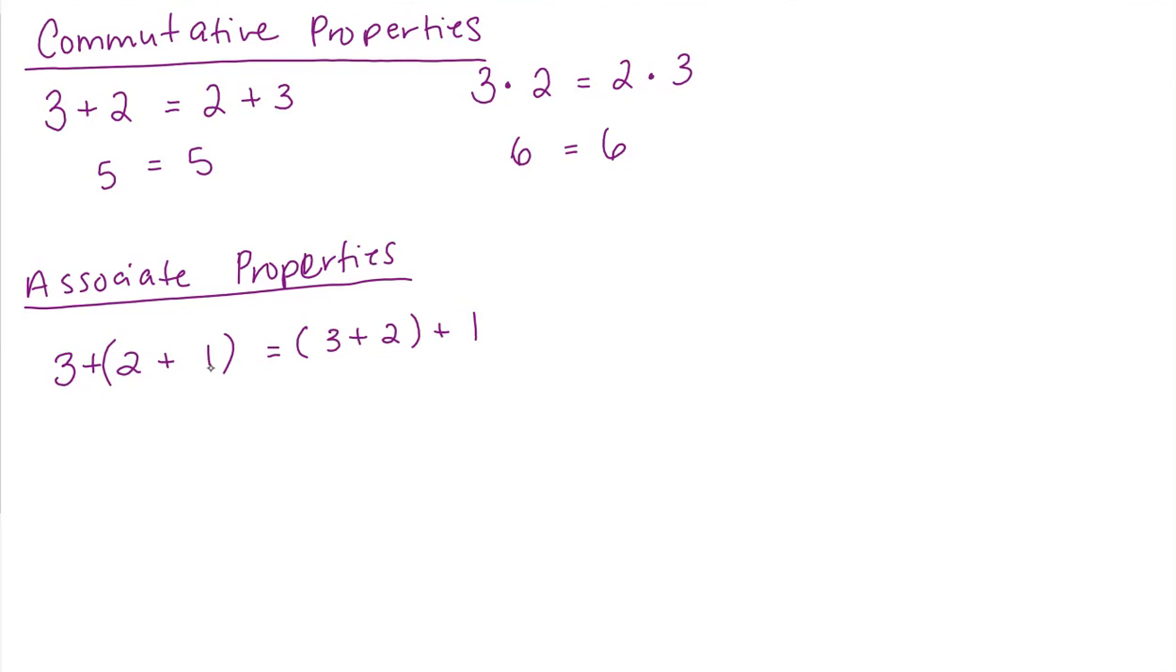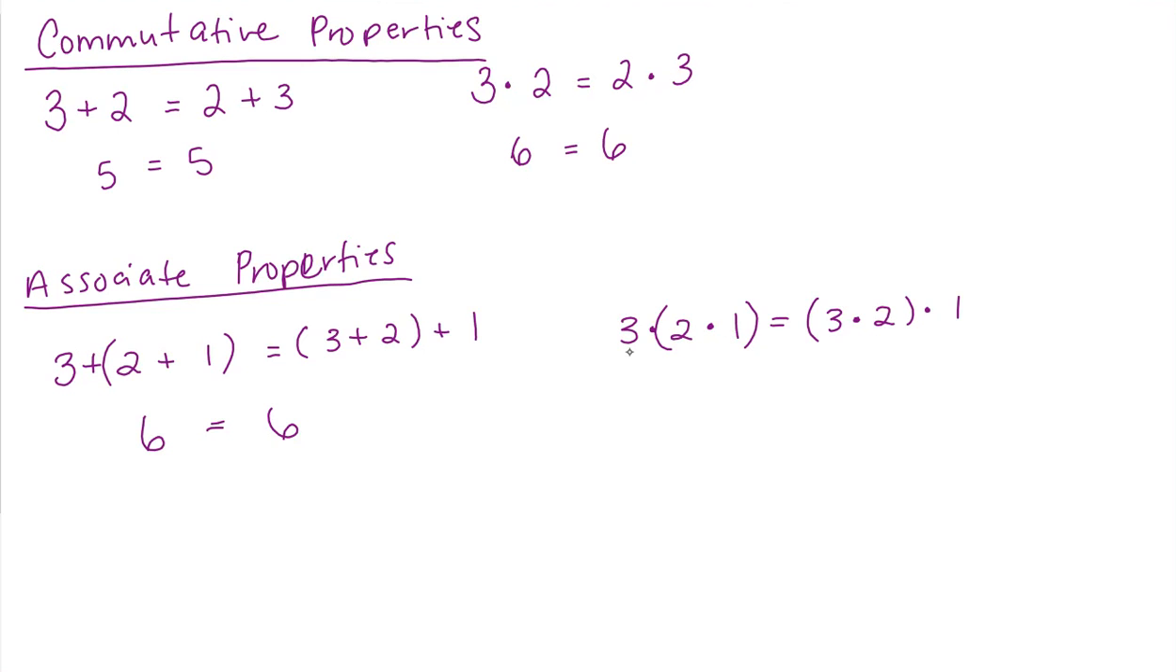We're going to get the same answer. So 2 plus 1 is 3, plus 3 is 6. 3 plus 2 is 5, plus 1 is 6. So it does not change our sum. This also works for multiplication. So 3 times 2 times 1 is the same, let's put the grouping here, as 3 times 2 times 1.